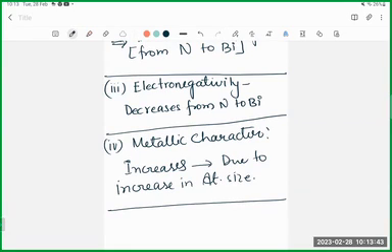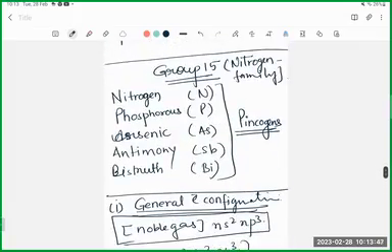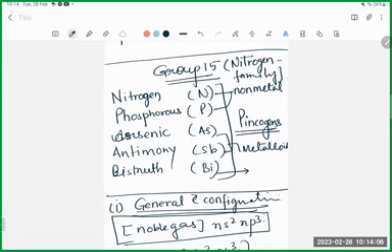Okay, let me tell you the specific characteristic of the elements. Nitrogen is a non-metal, correct? It's in gaseous form, so this is a non-metal. Phosphorus is also a non-metal, right? Arsenic and antimony are metalloids. What do you mean by metalloids? Having both characteristics, or intermediate between metals and non-metals. And last, bismuth is a metal.